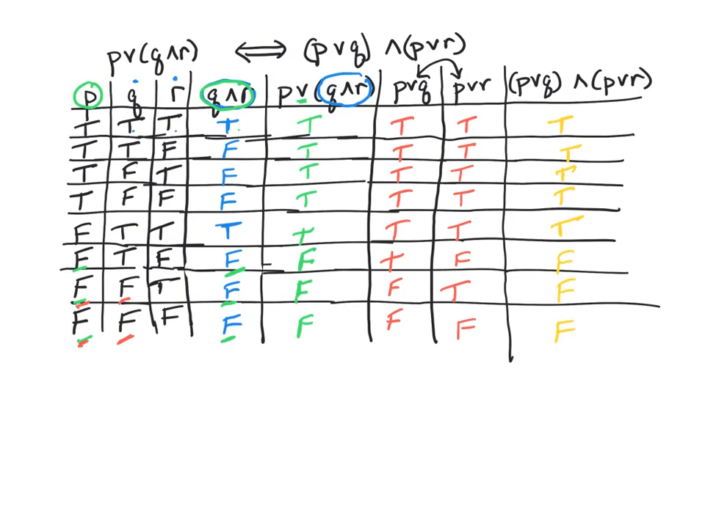And now I compare the left to the right. Notice that, okay, I ran out of colors here. Let me see if I could find another color. Well, I have gray. I guess I'll stick with gray. So notice that this column and this column are exactly the same.